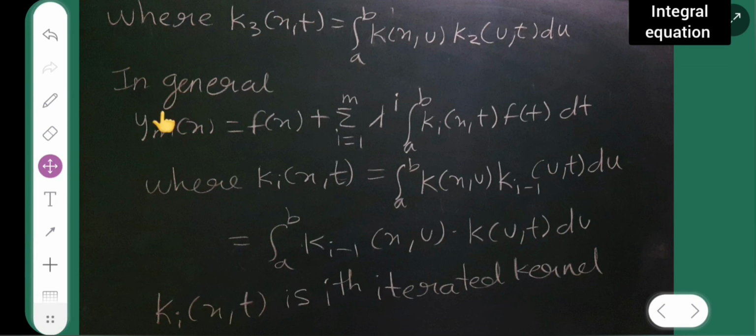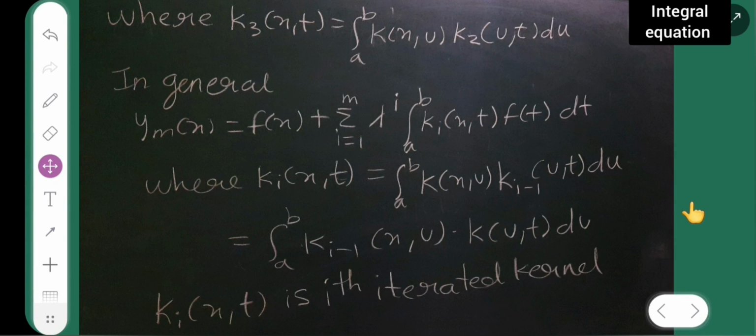In general, ym of x is equal to f of x plus summation i equal to 1 to m lambda raised to the power i integral from a to b ki of x comma t f of t dt, where ki of x comma t is equal to integral from a to b k of x comma u into k(i-1) of u comma t du. This is equal to integral from a to b k(i-1) of x comma u into k of u comma t du, where ki of x comma t is the iterated kernel.